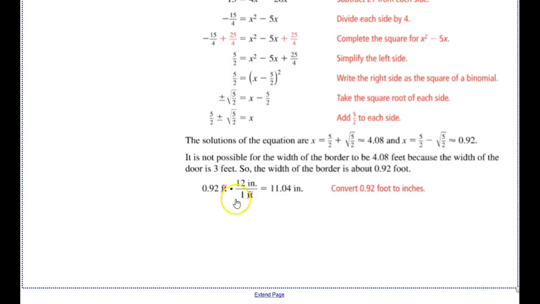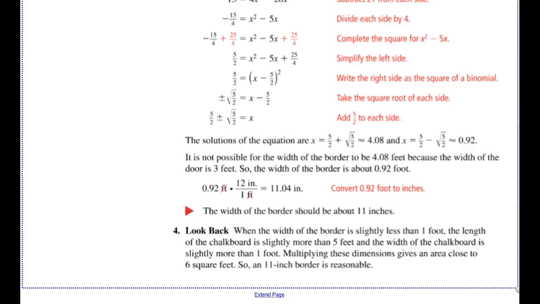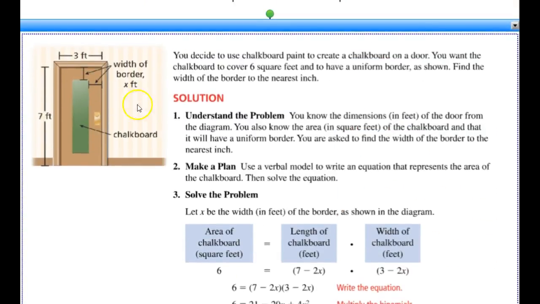So I can convert that to inches. My width of my border is going to be about 11 inches. I can do that using just the information that I know. And I'm told to do inches up here, which is why I converted it to inches. You don't always have to, but make sure you look back at the question so you know exactly what you're asked to do.